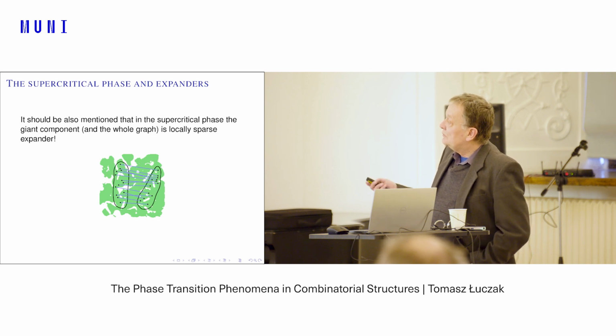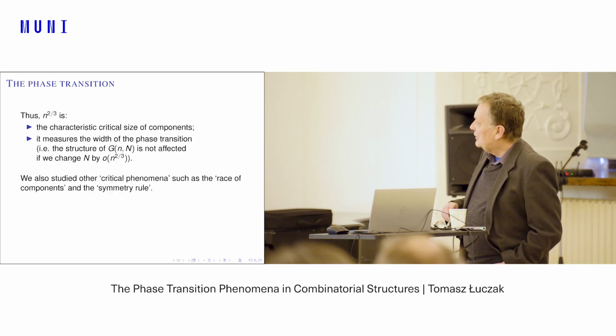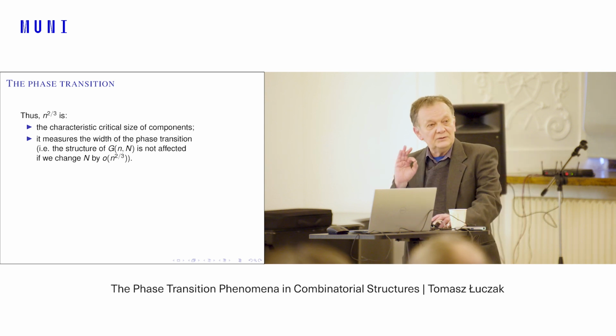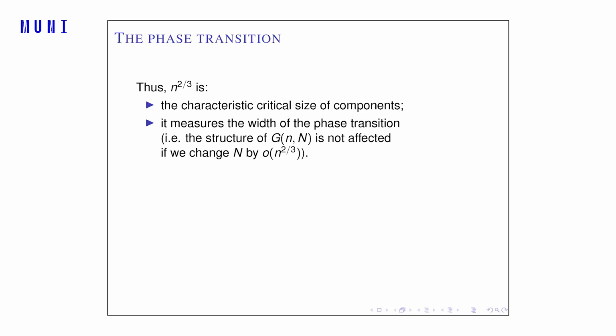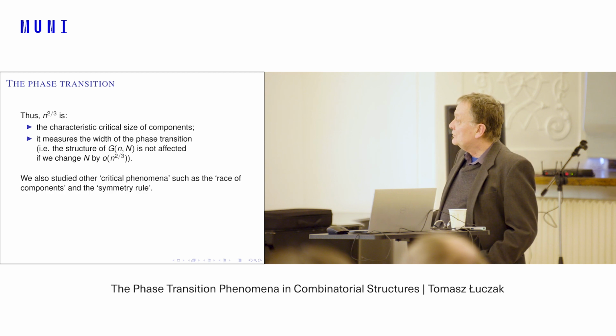The largest component is also an expander, a very good expander, but let me not concentrate on it. What we know about the phase transition is that n to the two-thirds is a sort of critical size of components. Starting from that, the components will merge into one component, and furthermore, the width of the phase transition is also n to the two-thirds. So in the critical phase, if we add fewer than n to the two-thirds edges, the structure of G(n,p) will not be affected by that.